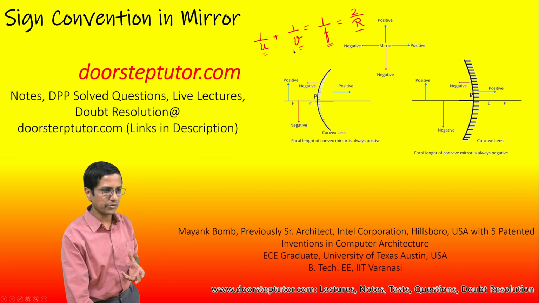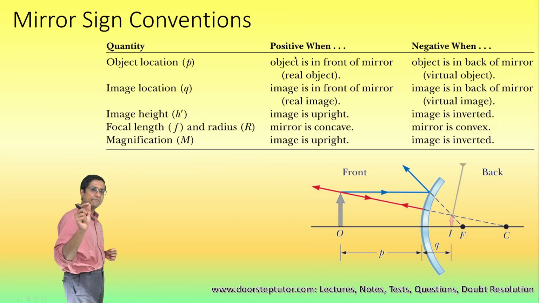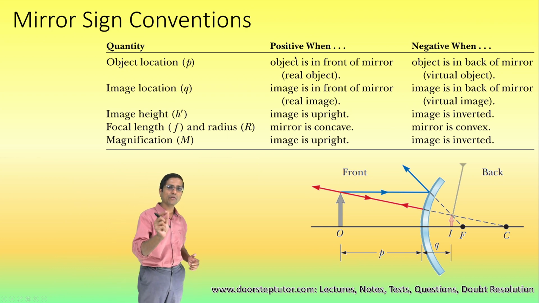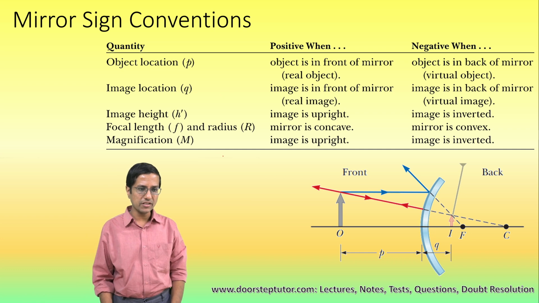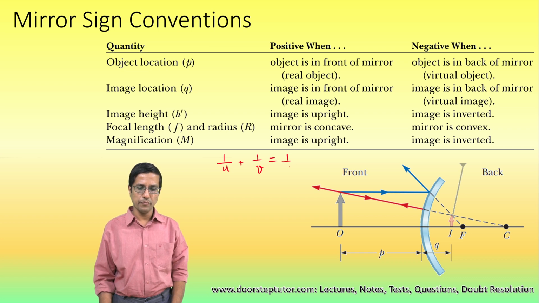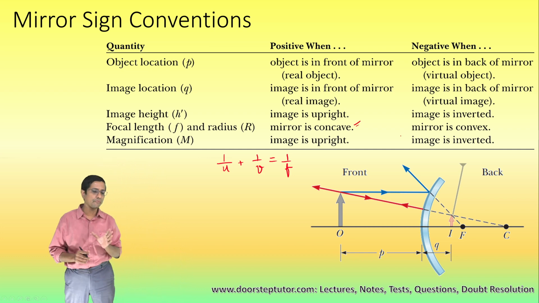And why is that the case? The same equation can be used even for the convex mirror because we strictly follow these sign conventions. As long as we follow them, the same equation can be used for both the concave as well as the convex mirror. The concave mirror we already saw is 100% applicable. For the convex mirror, we need to follow these sign conventions.